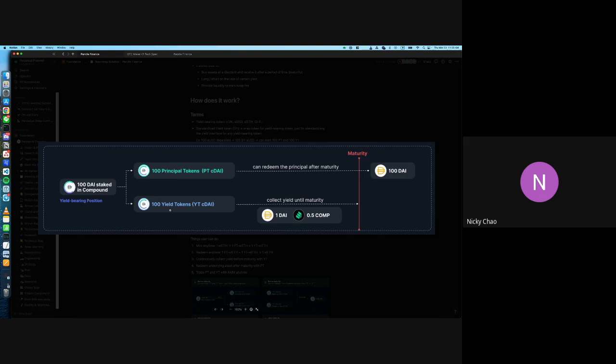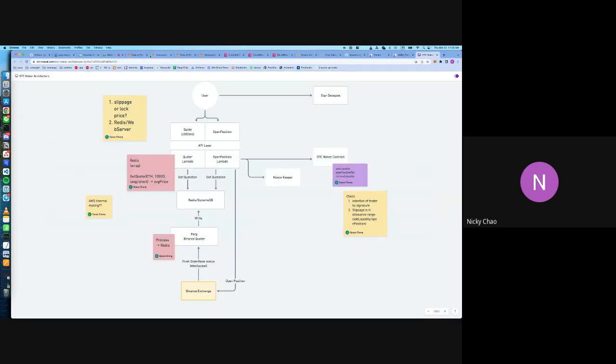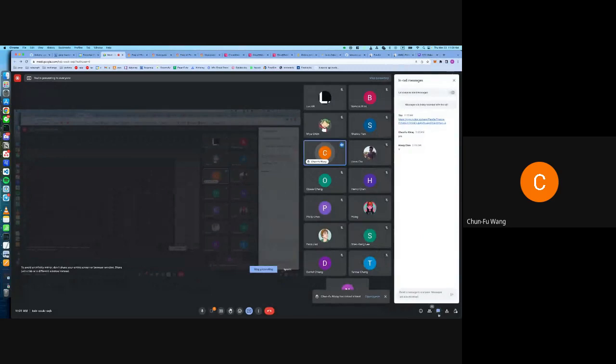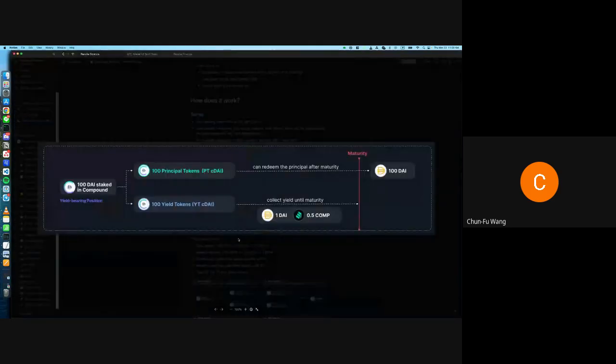Okay, so I'll pause for a while and see if anyone has any question. Yeah, D2, please. Does the number on the diagram also mean 1 DAI? Does that mean the yield over that term?